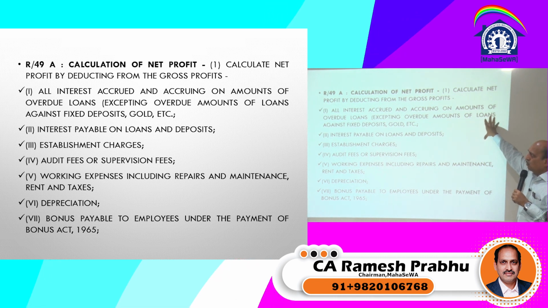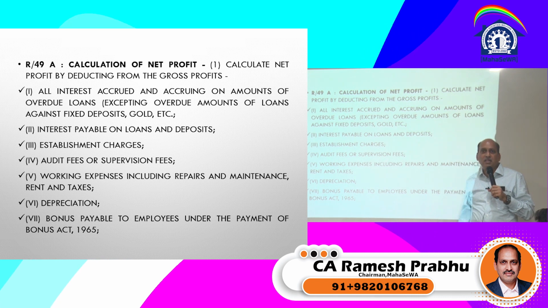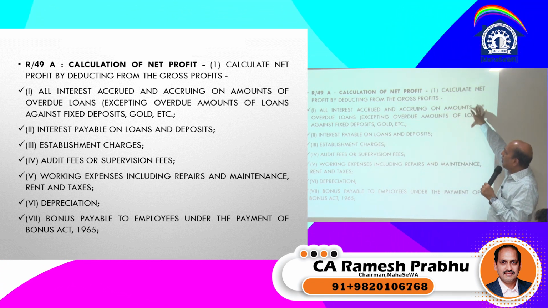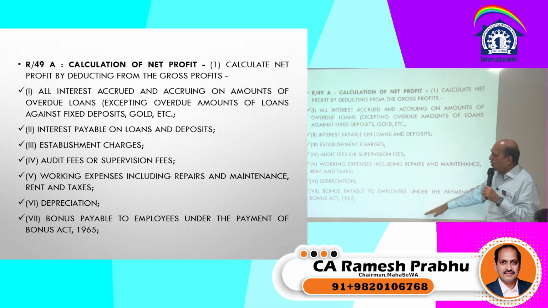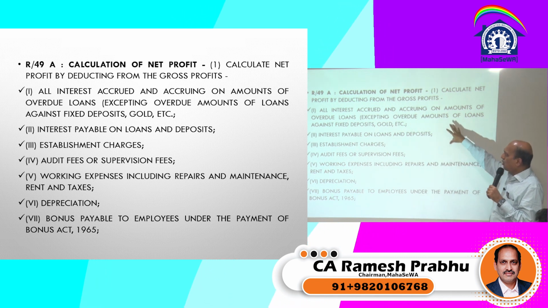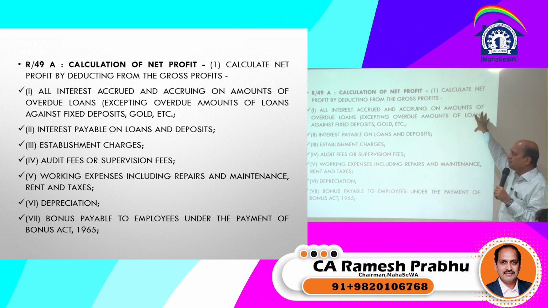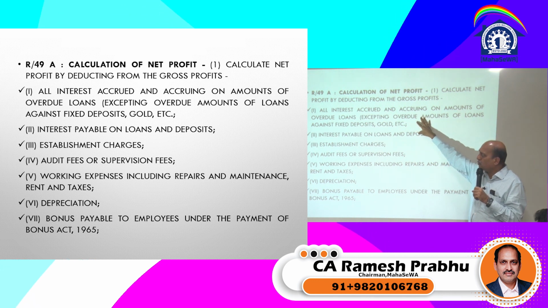Calculation of net profit. I told you rule number 49 talks about how to ascertain the net profit, the net loss or surplus. Calculate the profit by deducting from the gross profit. All these need to be deducted from the gross profit. What has to be deducted? All interest accruing on the amounts overdue. All the interest accrued or accruing. If there is a bank, of course it is applicable over there.